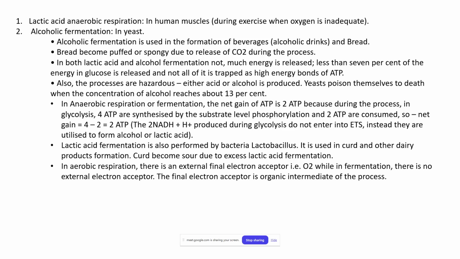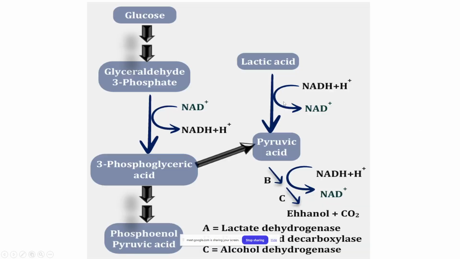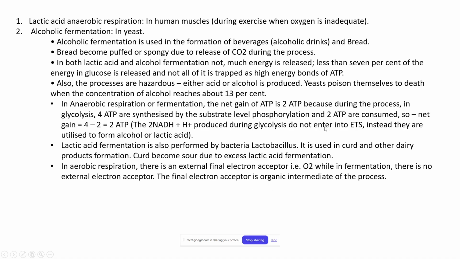Okay. So in anaerobic respiration or fermentation, what is the net gain of ATP? 2 ATP. Because during this process in glycolysis, 4 ATP are synthesized by substrate level phosphorylation and 2 ATP are consumed. So the net gain is how much? 2 ATP. Then the 2 NADH produced during glycolysis do not enter the ETS. Instead, they are utilized in the conversion of pyruvic acid to alcohol or lactic acid.